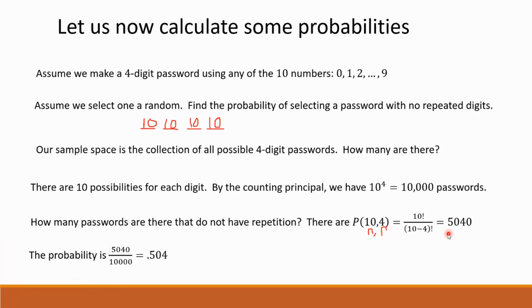The event here would be that we choose a password that has no repetition. In other words, we choose one of these. We choose a password from among these 5,040. So these are the outcomes corresponding to our event. This is the total number of outcomes altogether. So that's what we get here. All we're doing again is just dividing.